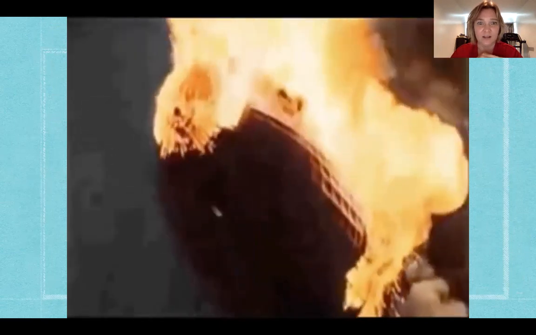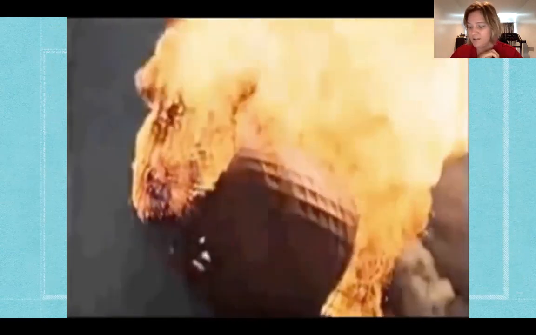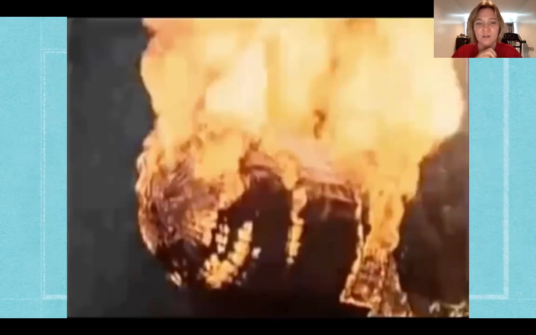I'm going to turn the volume down, but this is the Hindenburg. It carried passengers, and you can see here that it caught fire in a terrible, terrible accident. I don't remember what year it was. It was the early 1900s.